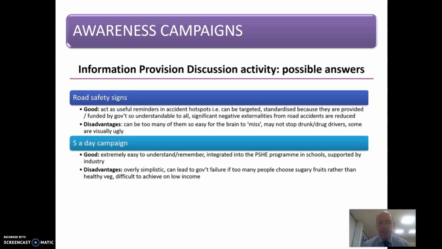In terms of the 5-a-day fruit and veg campaign, the pros are extremely easy to understand and remember, integrated into many programs in school and supported by the industry. The disadvantages, it's very simplistic. If people choose sugary fruits rather than healthy veg, then perhaps the benefits aren't quite so great, and also fruit and vegetables can be very expensive and difficult for people on lower incomes.